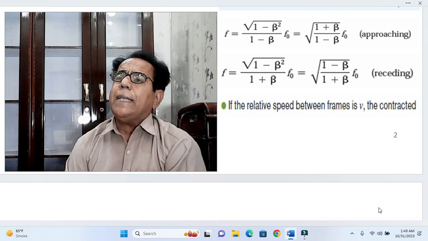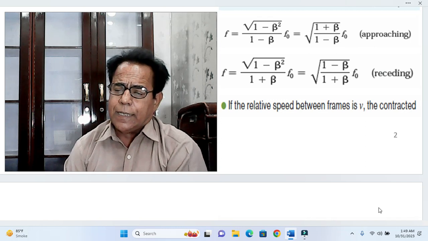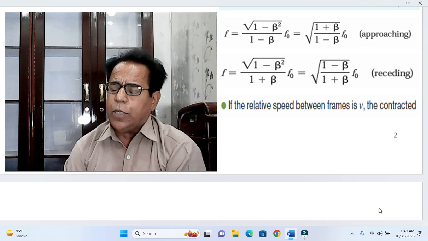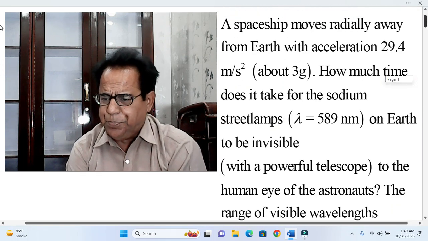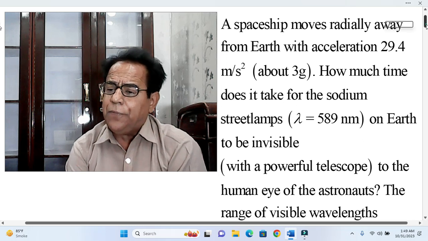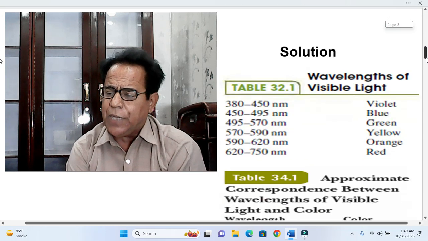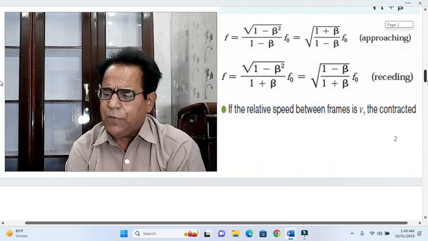Okay, our case is receding. Our statement falls under the category of receding, because in this statement it is said that a spaceship moves radially away from Earth. Okay, so away from Earth means receding. So the second will apply.